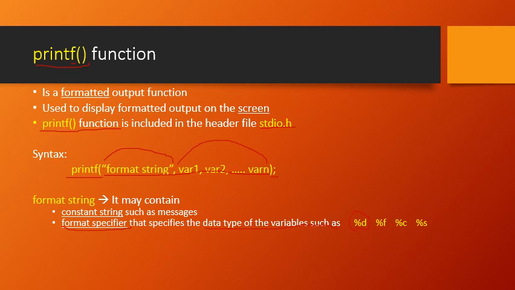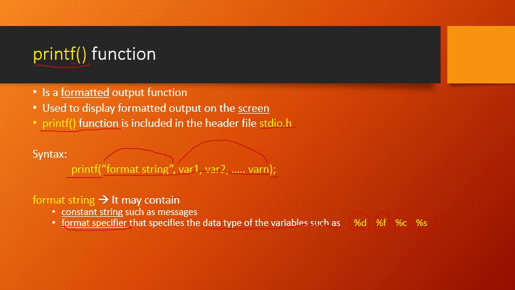then %d has to be used. If one wishes to print floating point numbers, that is fractional numbers, then they have to use %f. If one wishes to print a single character, then %c. If one wishes to print variables of the string type, a group of characters, then it is %s. In detail we will study later. As of now, just try to understand what format specifier means.